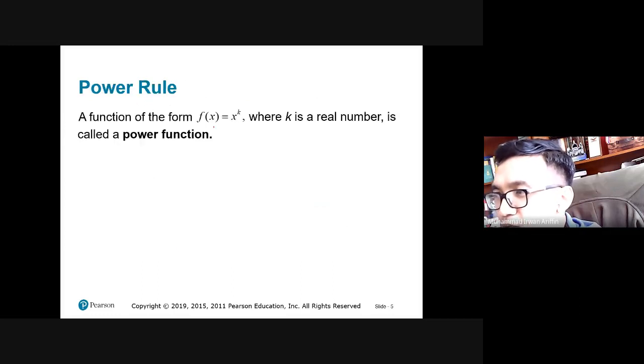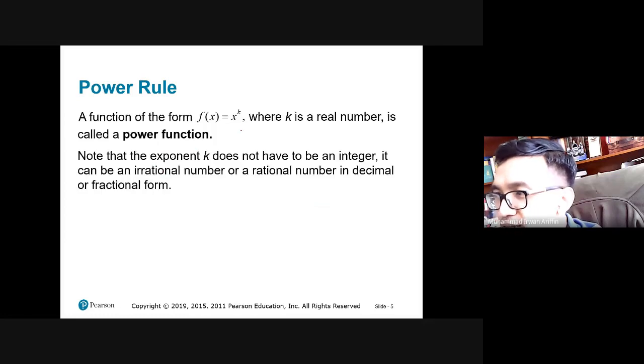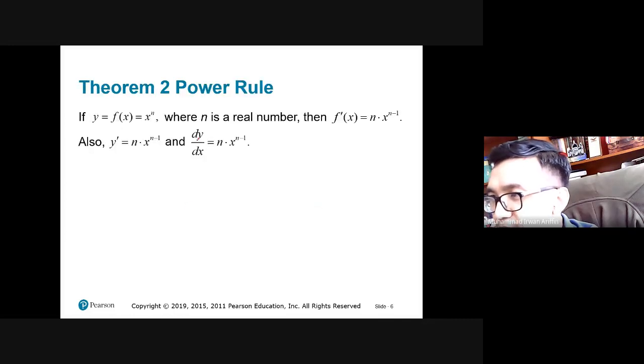Next is the power rule. If we have x to the power of k, where k is a real number, this is a power function. Take note that the exponent k does not have to be an integer. It can be any real number. Any real number means it can be an irrational number, or a rational number in decimal or fractional form. We'll see the example later.